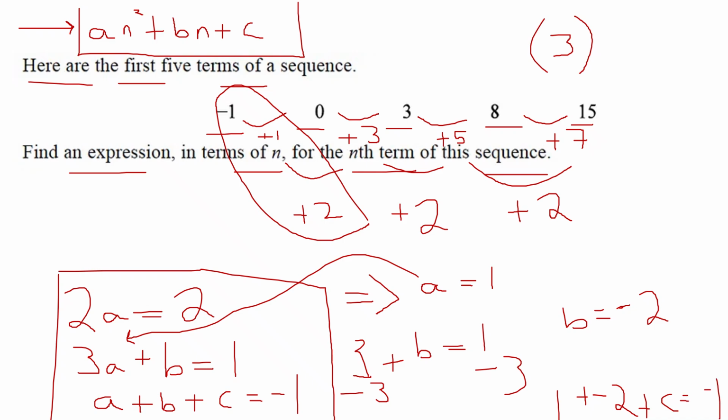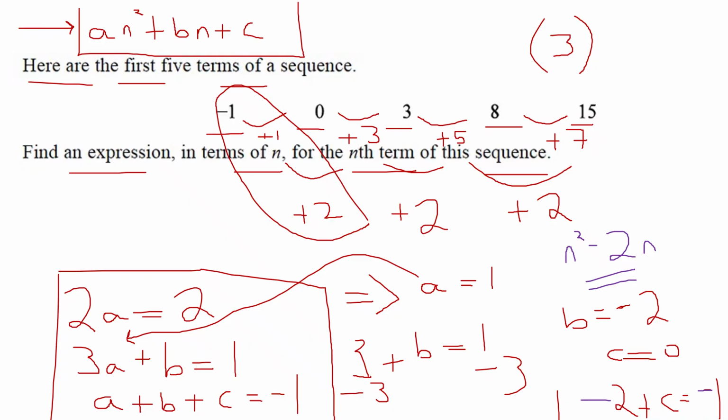When we rearrange this, we get that c is 0, because 1 plus minus 2 is 1 minus 2, which is minus 1. And minus 1 plus c is minus 1, therefore c is 0. So putting my answer together, it's going to be 1n squared, or n squared minus 2n. And that, guys, is the nth term of my quadratic sequence.